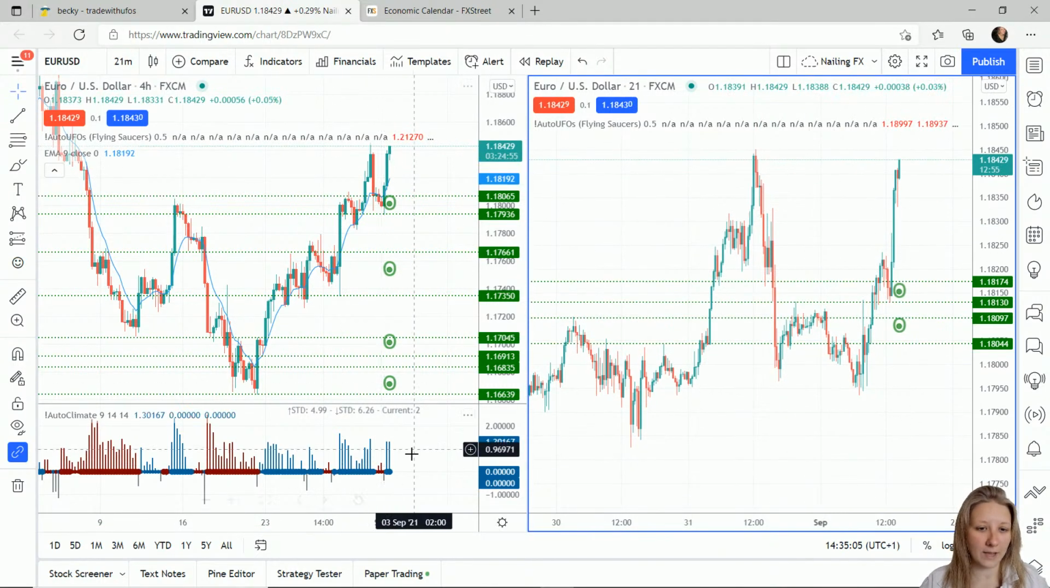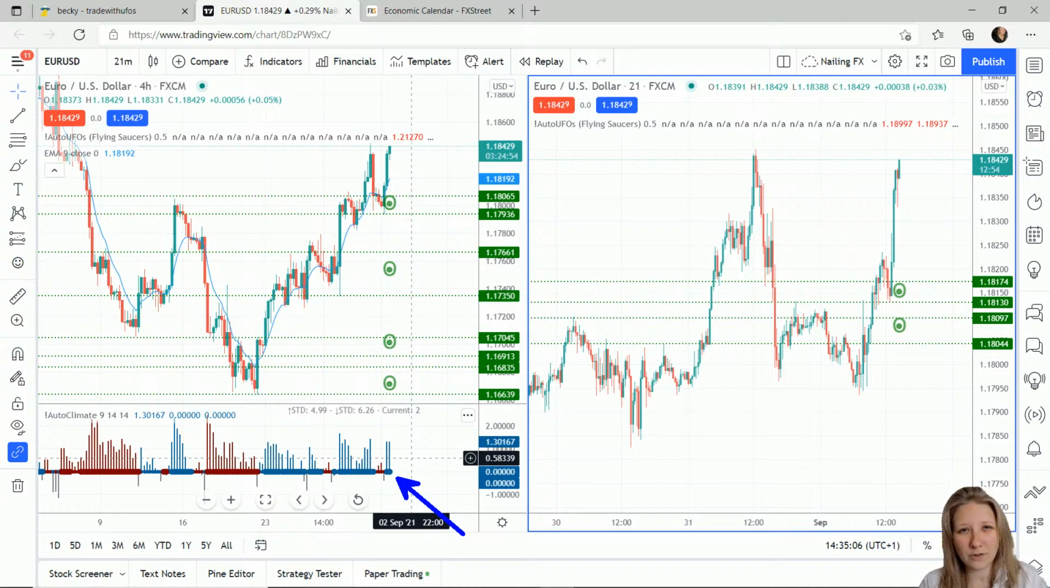Okay, so we have a thick blue dot. This is the euro dollar. We've got 4 hours on the left hand side, 21 minute on the right hand side. So this is a short-term swing trade or a long-term day trade, kind of in between those. We would expect, if we were to get into this trade, for it to last perhaps a couple of days at most, a few hours more than likely.